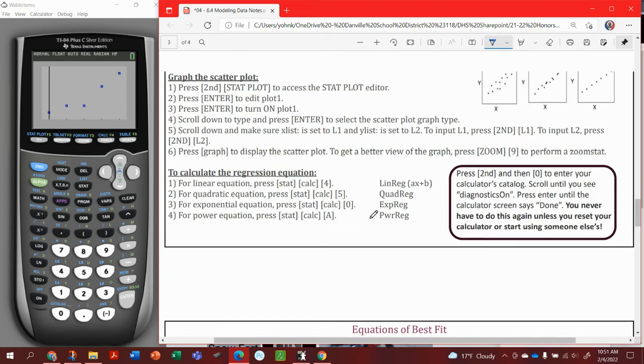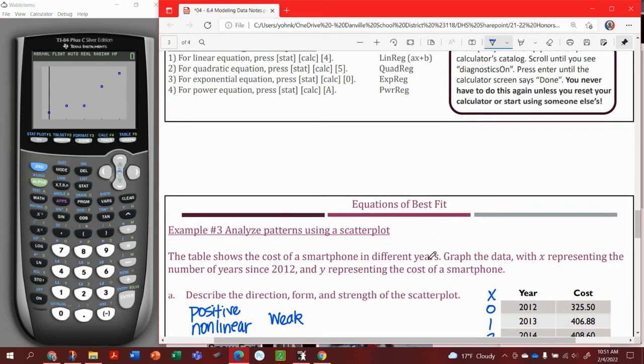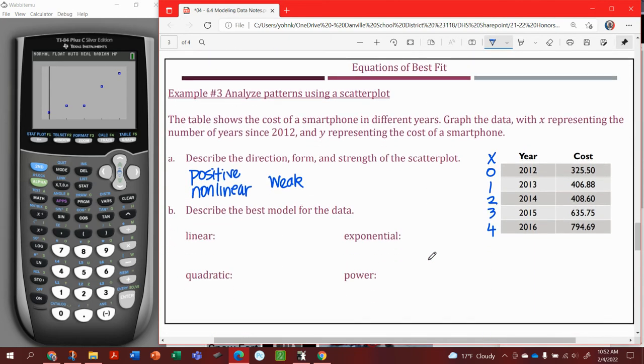Now, if you go back to the previous slide, to calculate the regression equations, there are 4 of them. There's linear regression in the form of ax plus b. There's quadratic regression, there's exponential regression, and there's power regression. Those are the 4 types of functions that we talked about at the very beginning of the lesson. We need to run all 4 of them, and then based on the R value, we'll be able to tell which one is the best. So let's do linear regression first.